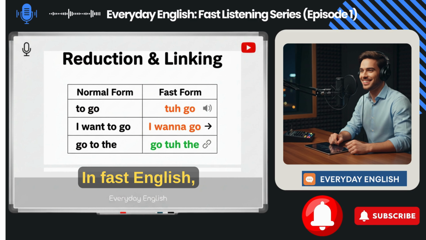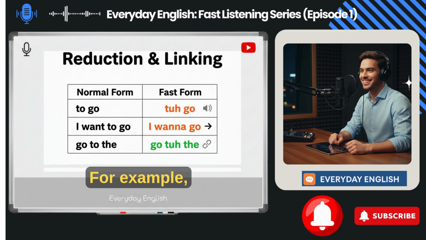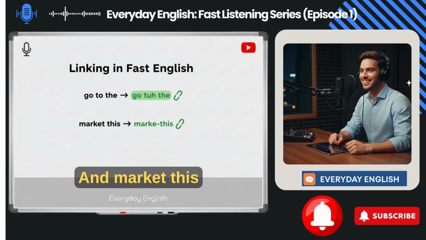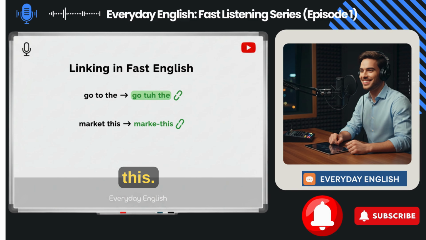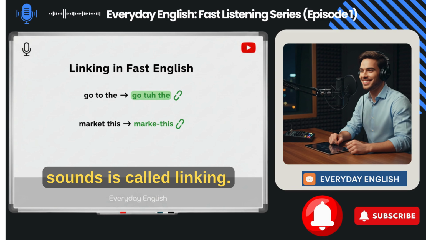In fast English, words also connect together. For example, go-to-the is pronounced go-to-the. And market this is pronounced market this. This smooth connection between sounds is called linking.